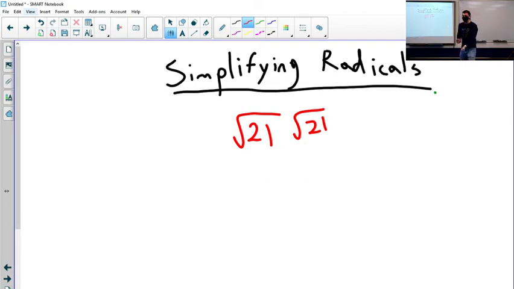Two seconds. Go, go, go, go, go. Okay, time's up. What's the answer? It's 21. Square root of 21 times square root of 21 is 21.